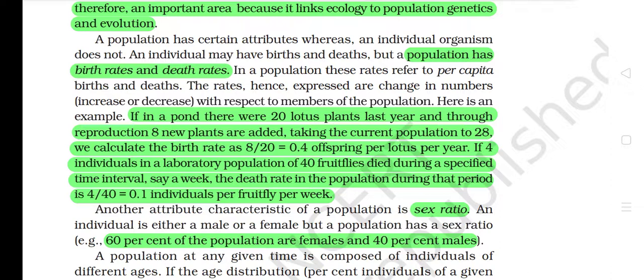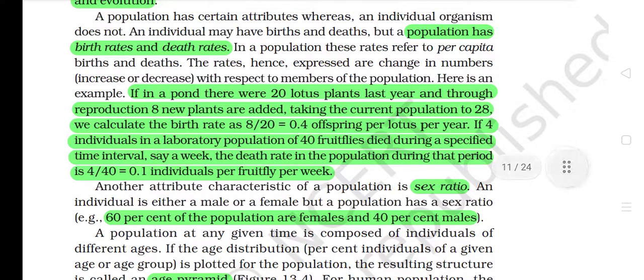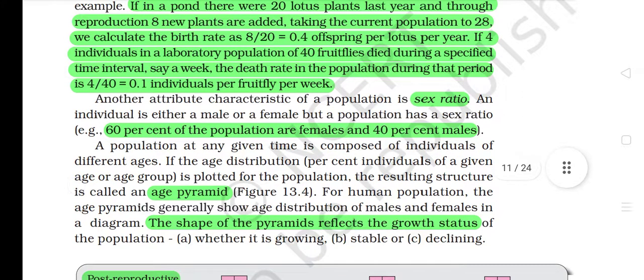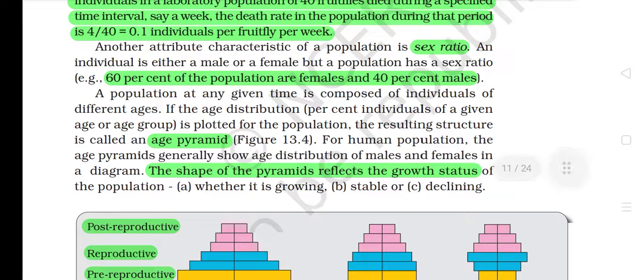Here is an example. If in a pond there were 20 lotus plants last year and through reproduction 8 new plants are added, taking the current population to 28, we calculate the birth rate as 8 upon 20, is equal to 0.4 offspring per lotus per year. If 4 individuals in a laboratory population of 40 fruit flies die during a specified time interval, say a week, the death rate in the population during that period is 4 upon 40, is equal to 0.1 individuals per fruit fly per week. Another attribute characteristic of a population is sex ratio.